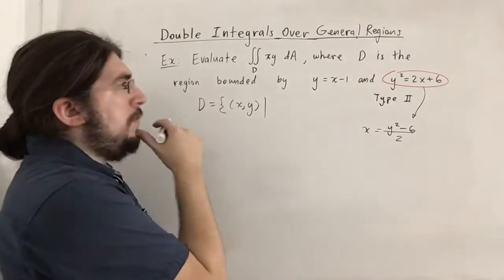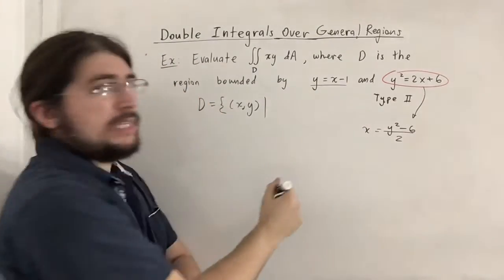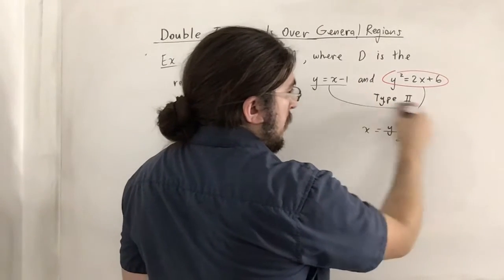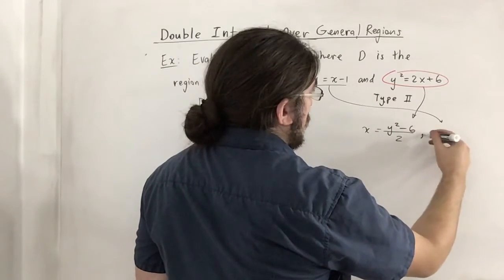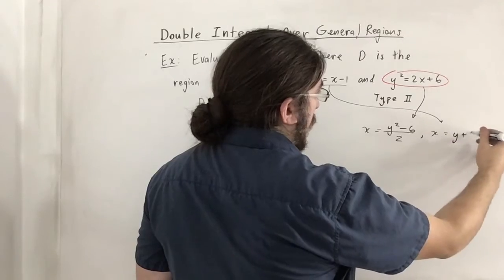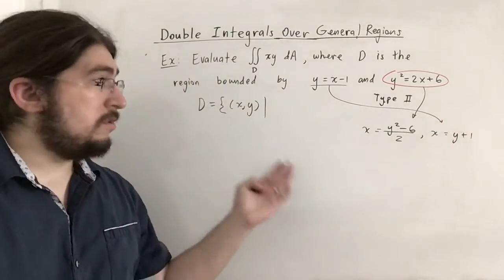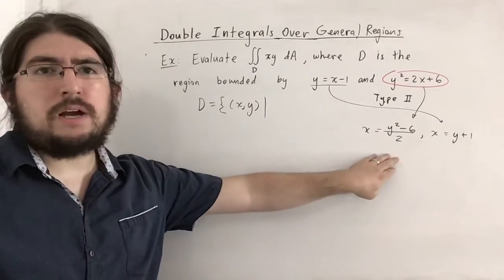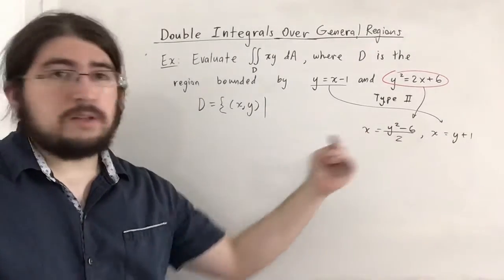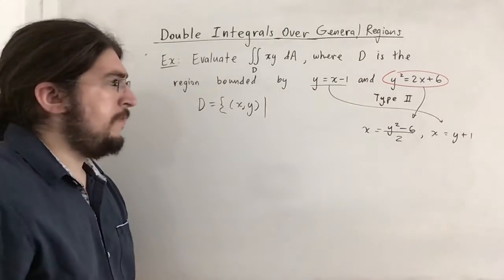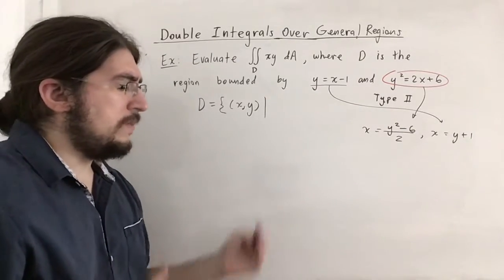But now, what about this guy? Can we solve for x in terms of y here? Of course, just add 1. So here, we end up getting that x is equal to y plus 1. So we have our two functions. We still haven't found out what the values of y are, though. We know that the x values will be in between these two functions of y, so that's definitely a type 2 scenario. But again, there's still a little bit to discuss.